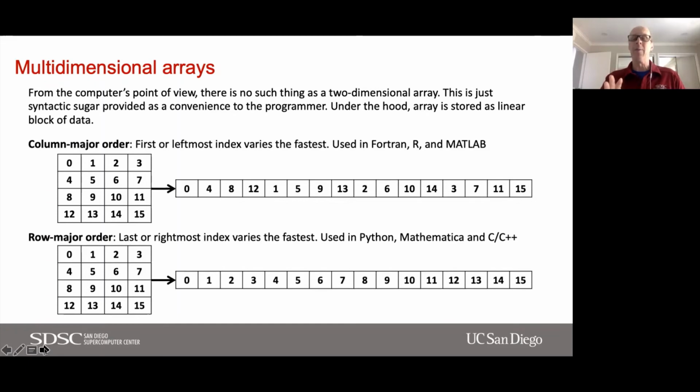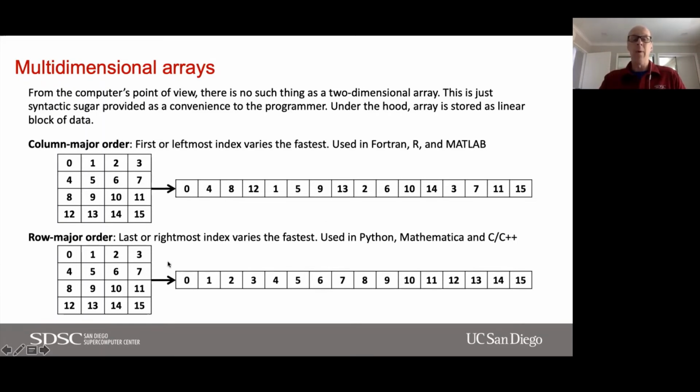And here's where it gets a little complicated. There are two different conventions. There's something that we call column major order. The first, or the leftmost, index varies the fastest. This is what you'll see in Fortran and R and MATLAB code. So if I have this 2D array of numbers 0 through 15 laid out as shown at the top here, I'm going to go down the first column. So it's going to be 0, 4, 8, 12, 1, 5, 9, 13, and so on.